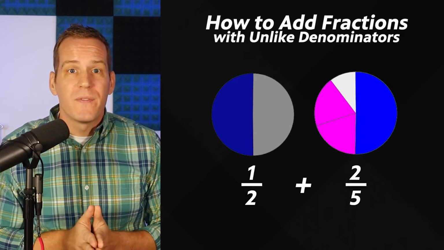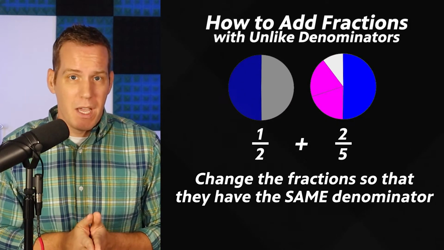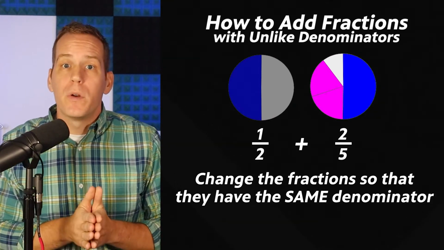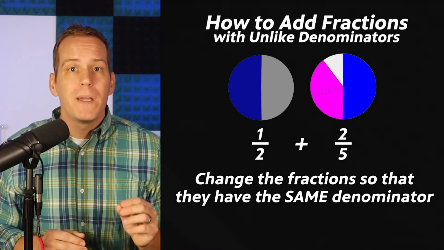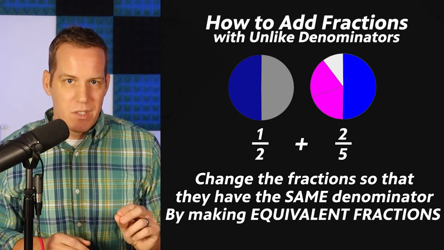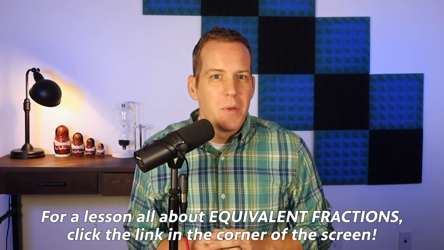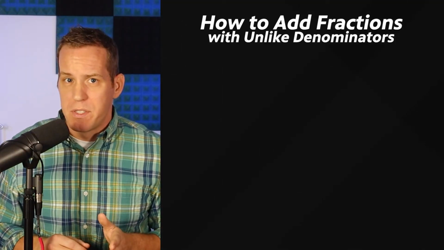So what we need to do is find a way to change these fractions so that they have the same denominator. We're not going to change their value. They're still going to be worth the same, but we're going to change the numbers we use to make the problem simpler to solve. We're going to be creating equivalent fractions. And if you need some help with that skill by itself, click the link on the screen up here for a lesson on that.